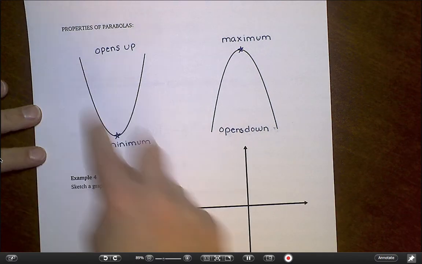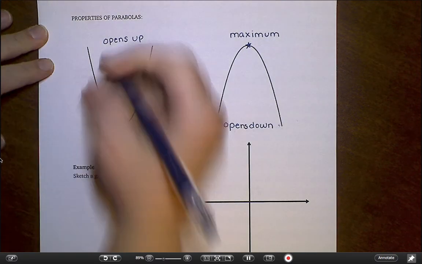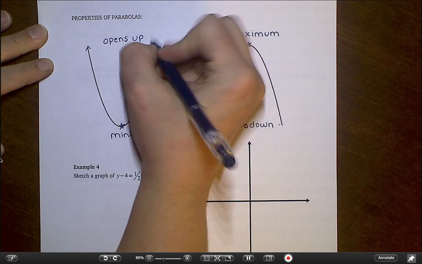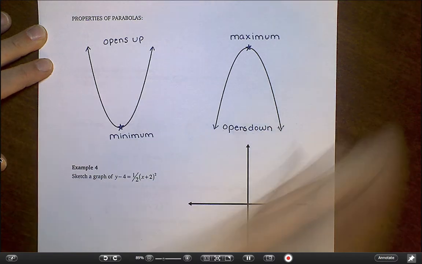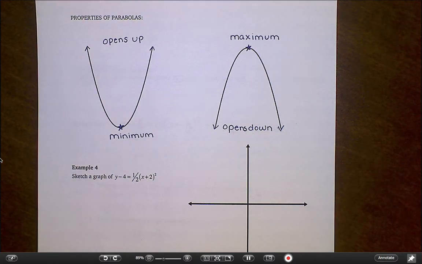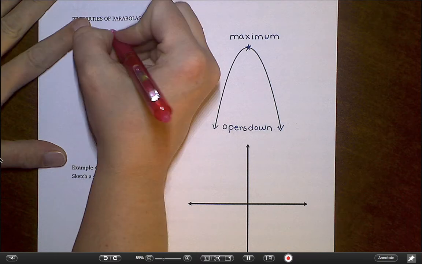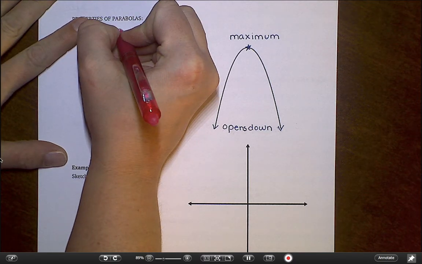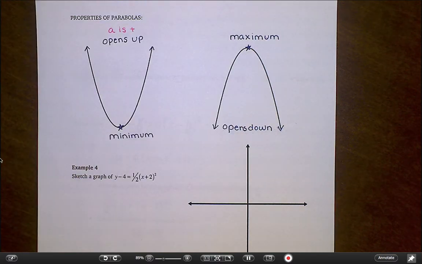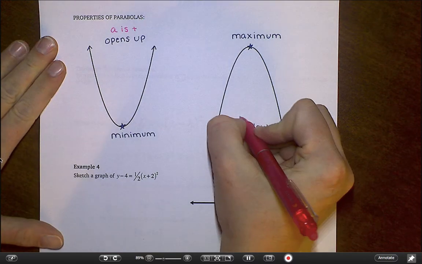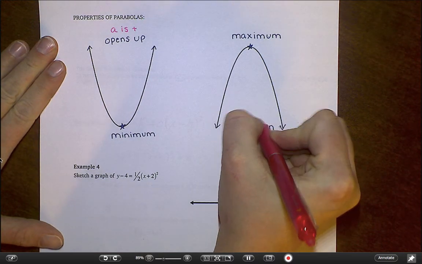Just keep in mind that really what I'm asking you at that point is which way does it face? If it faces upward, where the arrows are pointing up here, then the vertex is going to be a minimum value. If it's facing downward like this, then the vertex is going to be at the top and it'll be a maximum value. So what controls that is that A value that we talked about. When the A value is positive, our parabola is going to open upward. When our A value is negative, it's going to open downward.